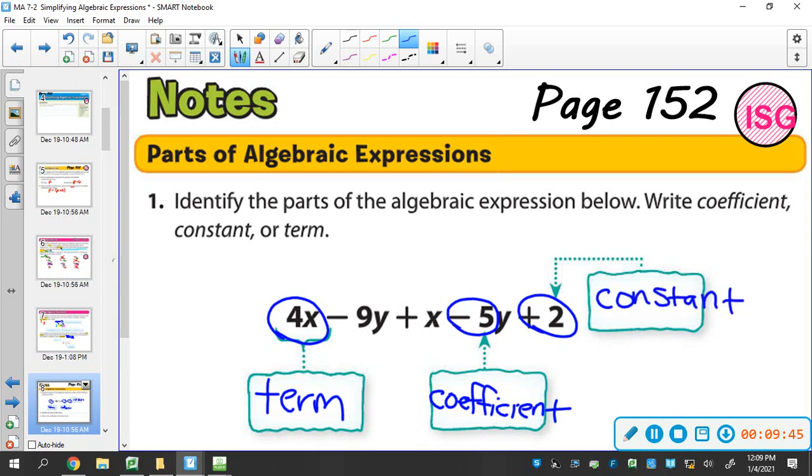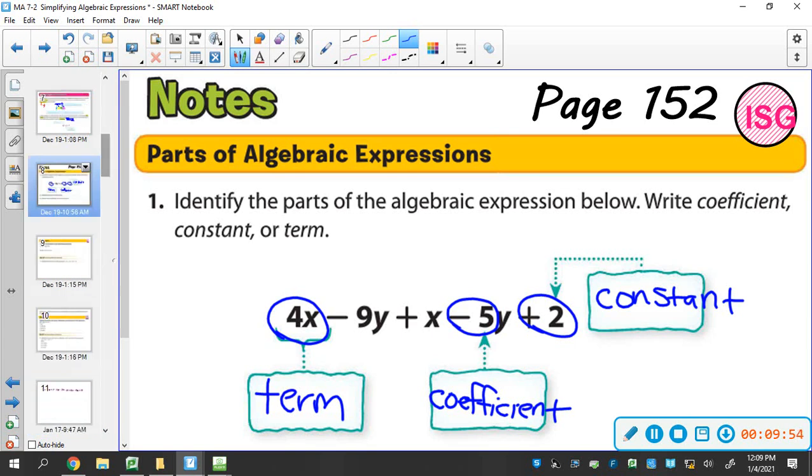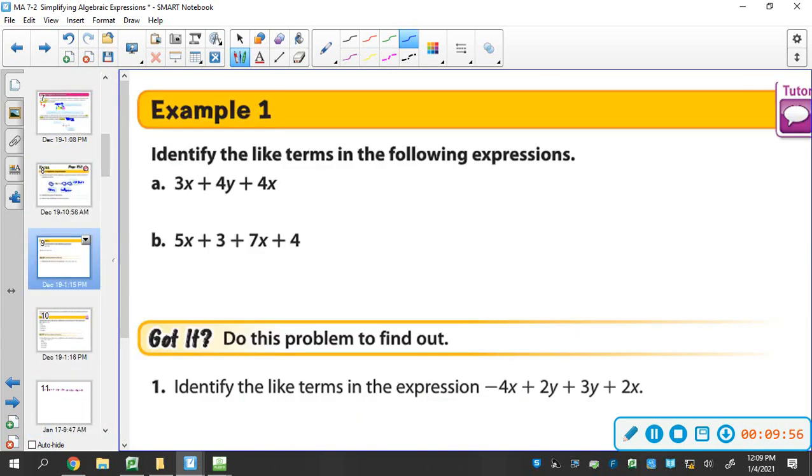You are going to hear me saying those vocabulary words a lot. You absolutely need to know the difference between coefficient and constant. Okay? So if you look at the first example, it says identify the like terms in the following expressions. When I do like terms, I like to use my highlighters to help me out. If you have highlighters, great. If you don't, you can always do underlines, circling, triangles, boxes, whatever you want to do for your terms.